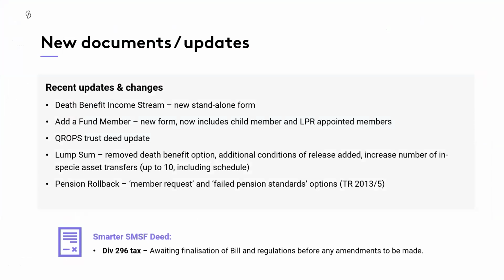We are also making similar changes, or have made similar changes around our lump sum pension documents. So we are partitioning off the death benefit option. We have also added a number of conditions of release into that as well, and built some additional templates around those different conditions. And one of the things that we had requested is we have increased where in specie transfers are occurring out as part of the lump sum. We have now increased the number of assets that can form part of that transfer up to 10 now.